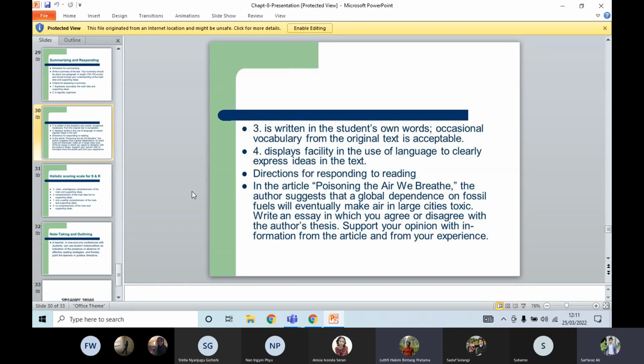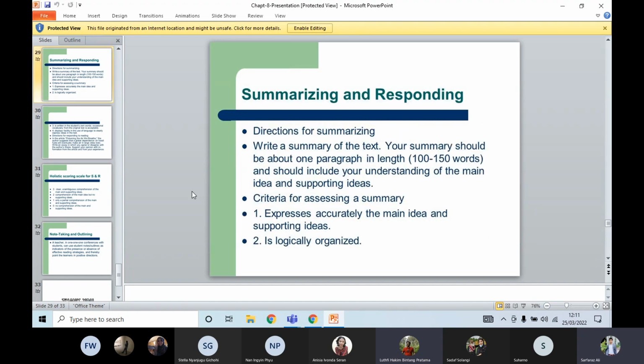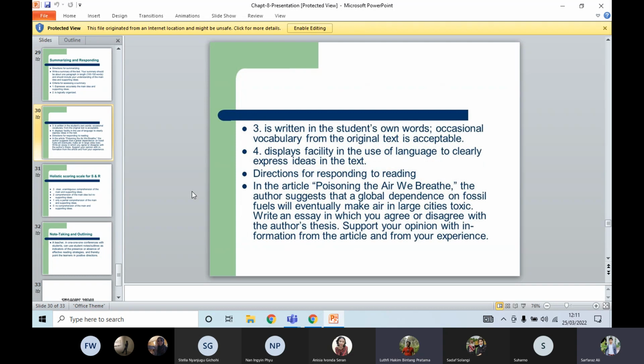Third, it may be written in the students' own words, with occasional vocabulary from the text. And fourth is to display facility in the use of the language, clearly expressing ideas and text. Yes, and next is responding reading. We learned about summarizing and now responding. Here an article is given, and you are given directions to respond about that text.